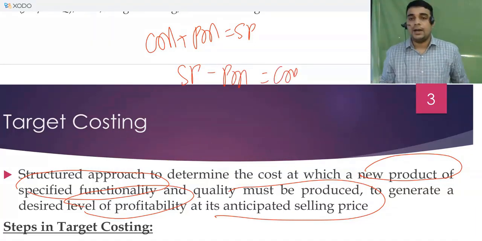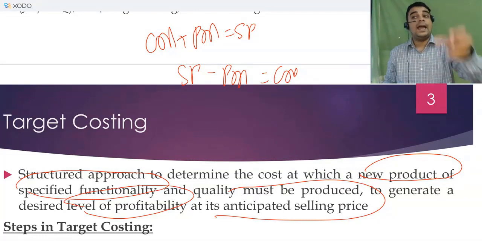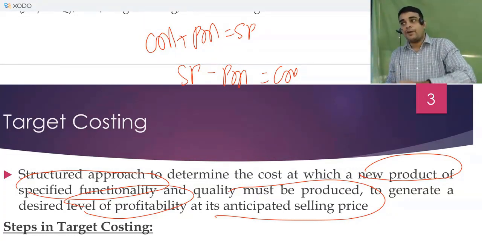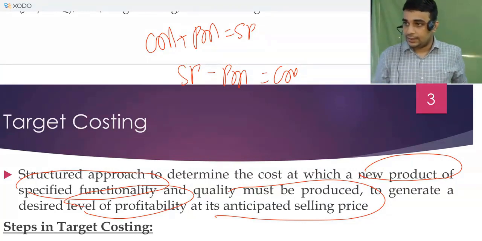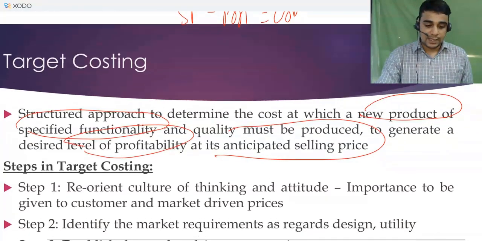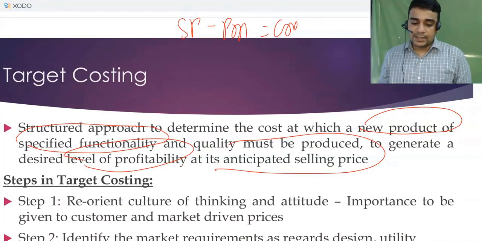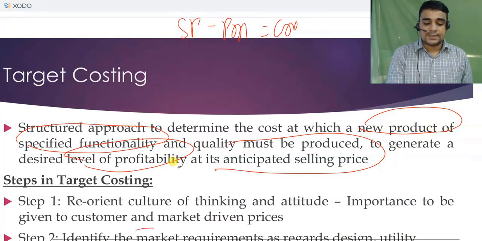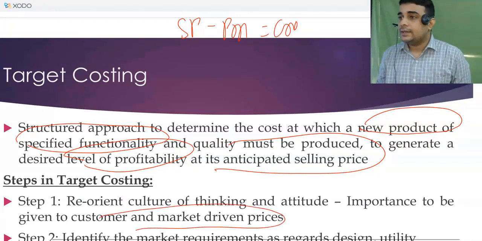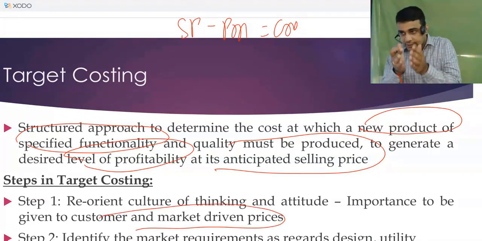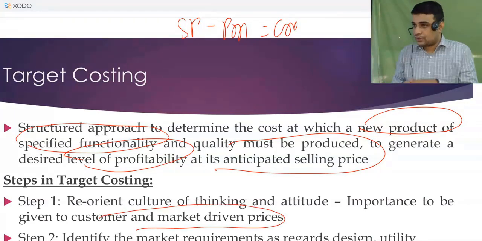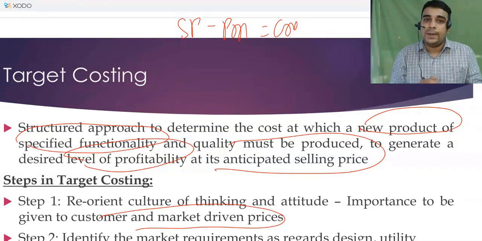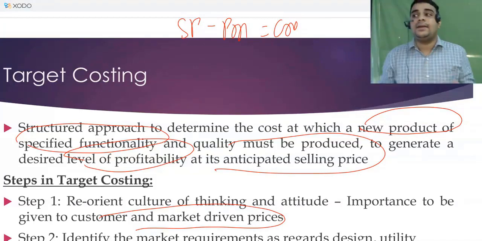So what is the big change? Earlier you were calculating cost, adding profit and fixing price. Now you fix price, deduct profit and get the target cost. Step 1, reorient culture of thinking and attitude. Importance is to be given to customer and market driven prices. So they are saying you will have to change the culture, the way the organization operates, and start working on market driven prices.